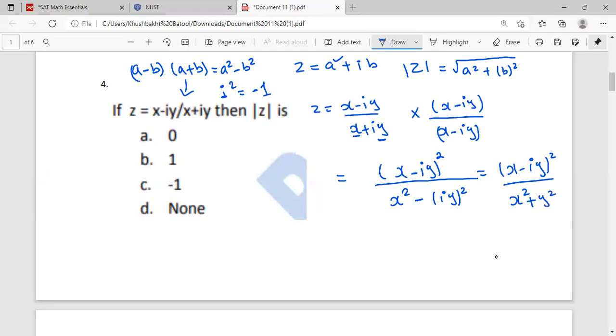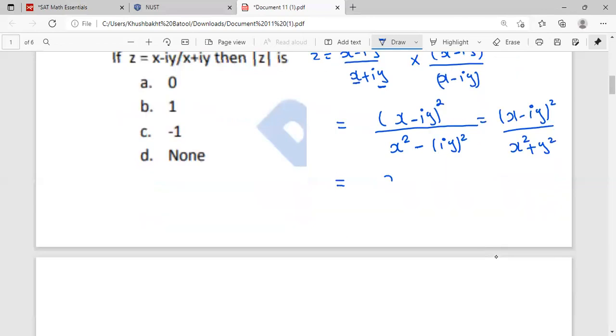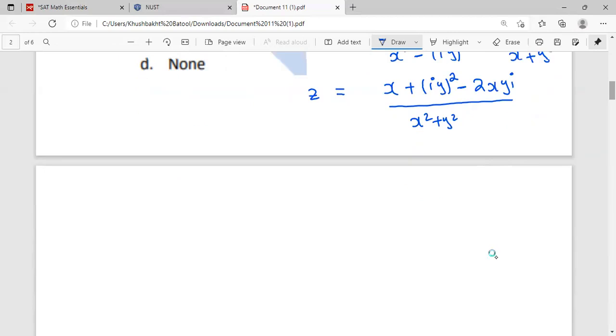So we can write it as z equals (x plus iota y) square, that is x square minus y square minus 2xy iota, divided by x square plus y square. Okay, now I will simplify it further. Z equals (x square minus y square minus 2xy iota) divided by (x square plus y square). I can write it like this: real part over x square plus y square, imaginary part over x square plus y square.